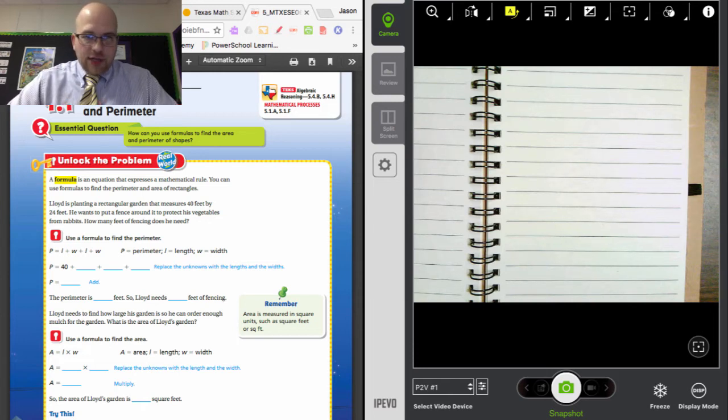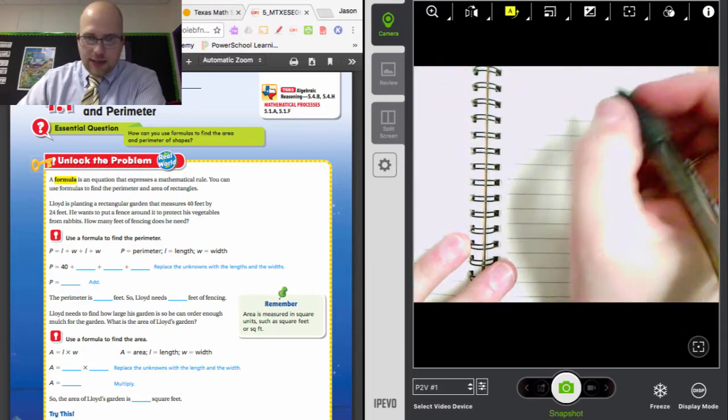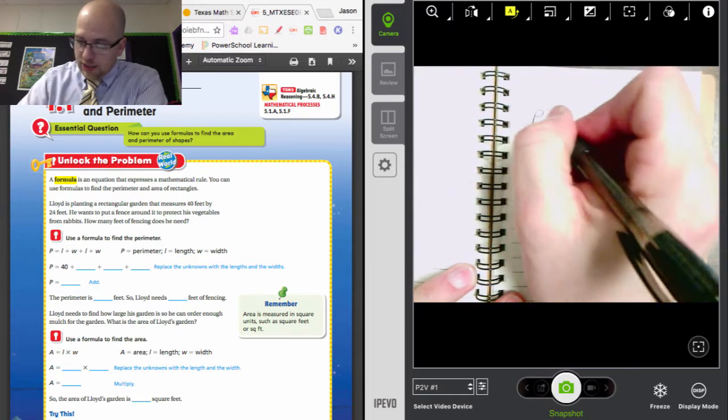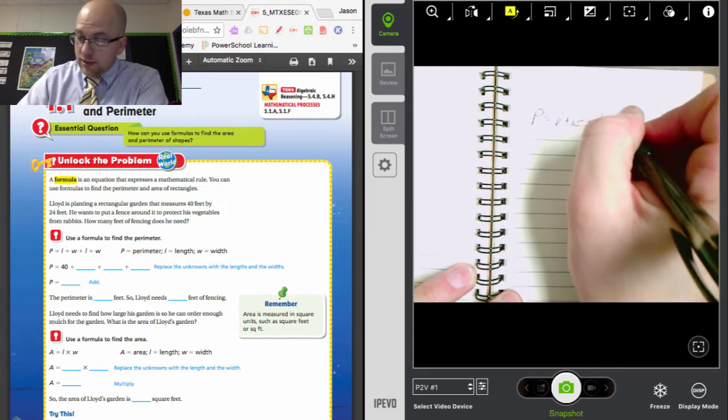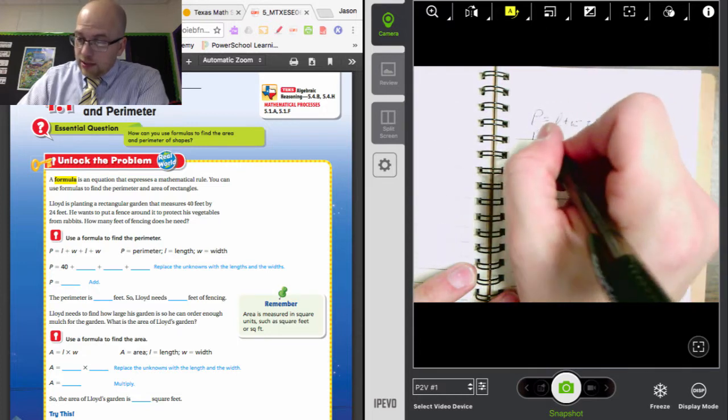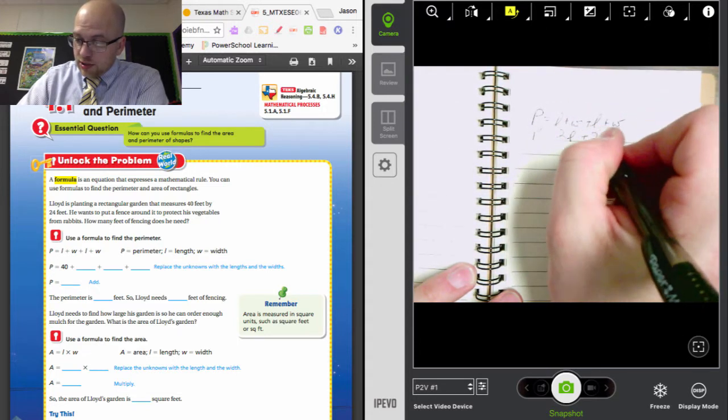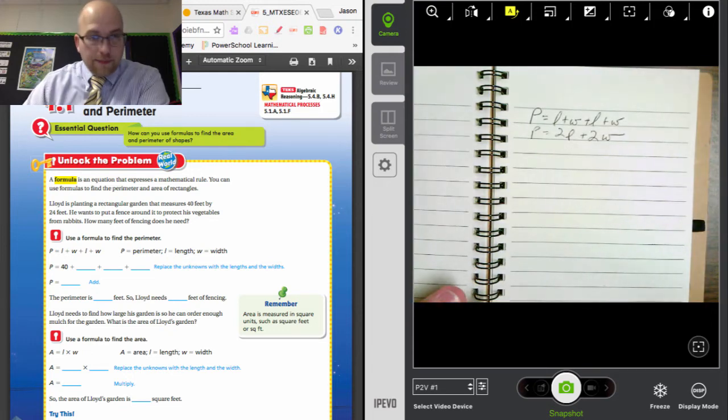But first thing, review of perimeter and area. When we're talking about perimeter, rectangles, perimeter of a rectangle, always perimeter is just the distance around an object. No matter what the shape is, it's just the distance around the sides. With a rectangle, we have a formula for perimeter that is P equals L plus W plus L plus W, or P equals 2L plus 2W. That works just as well.